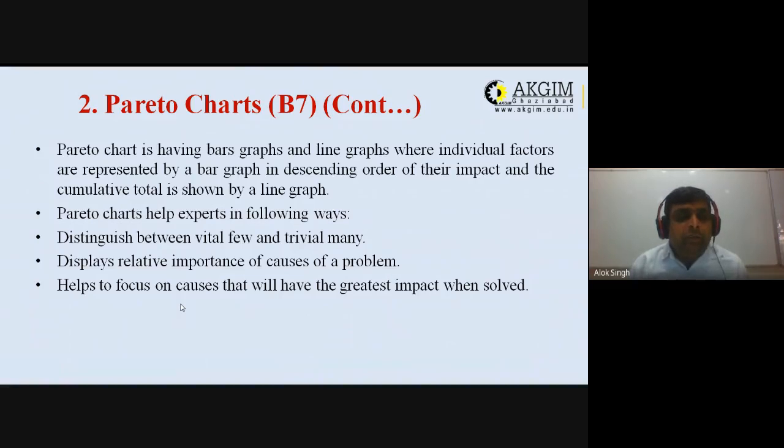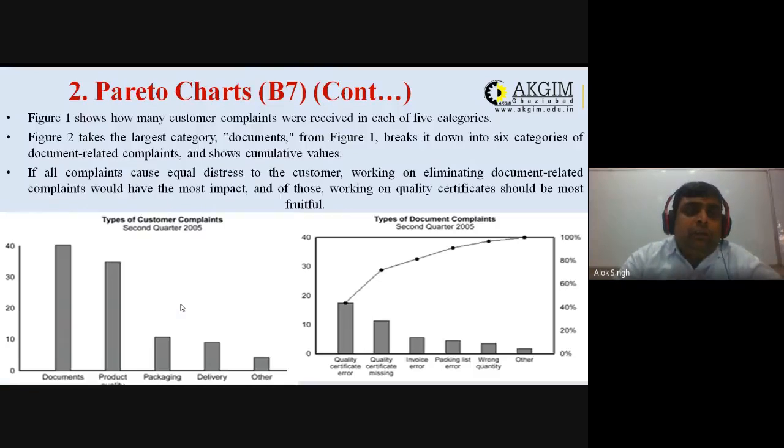So you can eliminate those 20% causes, or you can mitigate the impact of those 20% causes, to mitigate the defects or to eliminate the defects from your system. Okay, so this is basically the Pareto chart. This is the second tool of the quality control tools, the B7, basic 7.